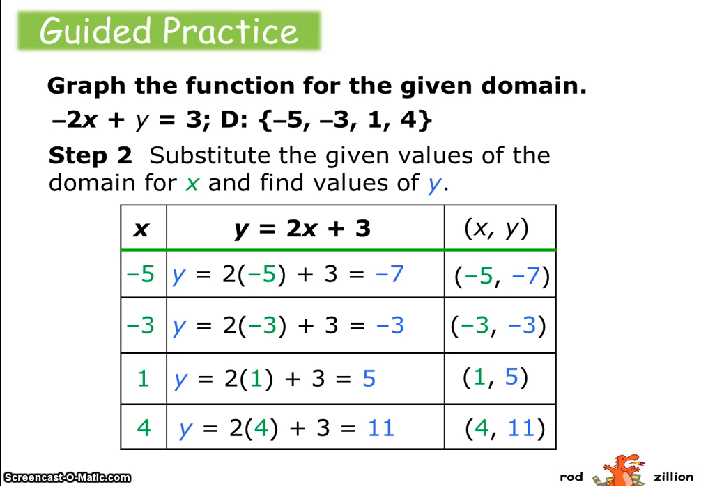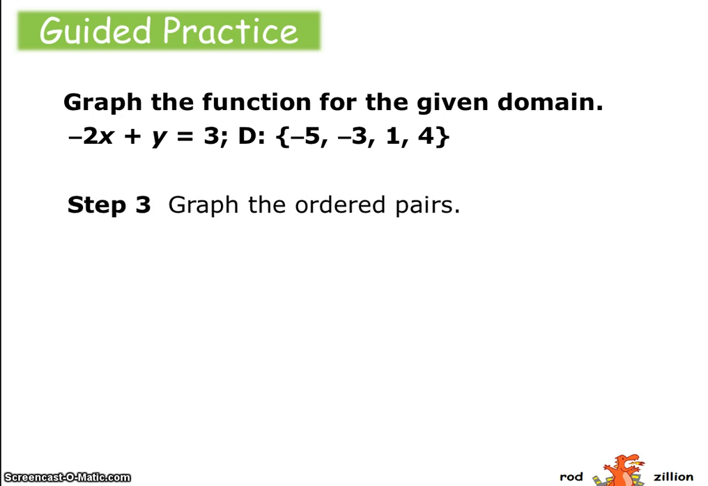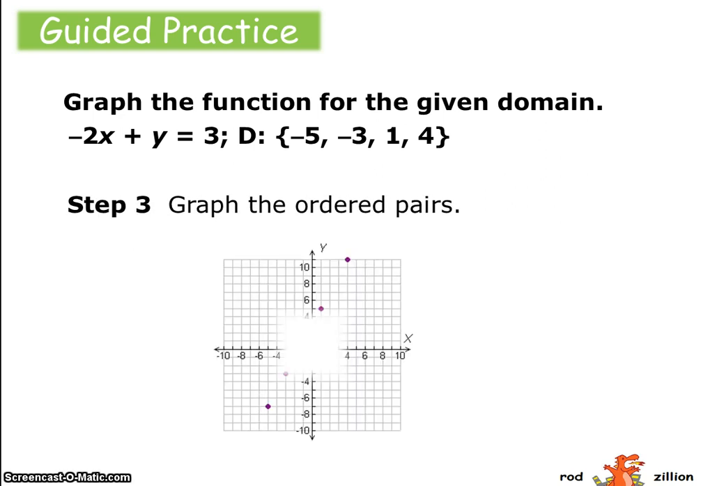So given those 4 ordered pairs, now I'm going to graph the ordered pairs. Looks something like this. Now this, once again, is a discrete graph. It doesn't include the fractions and decimals in between, just those 4 limited points.